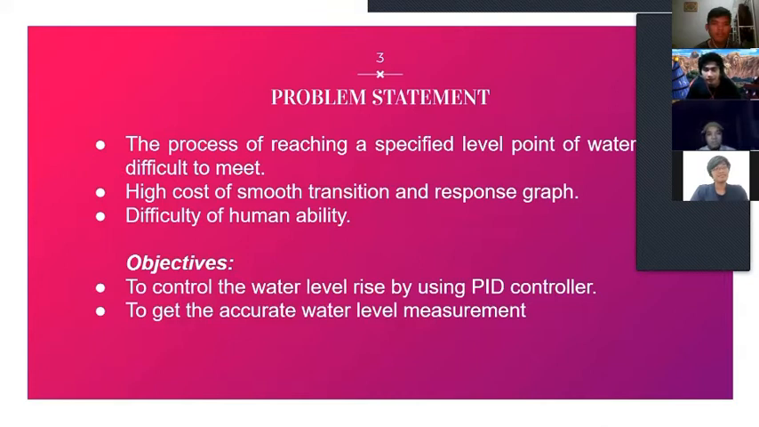From the previous statement, I have come to an objective. The objective is to control the water level rise by using a PID controller. This is also to get an accurate water level measurement. Okay, that's all from me for now.